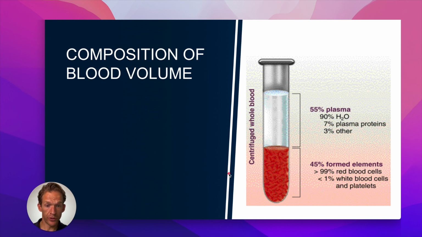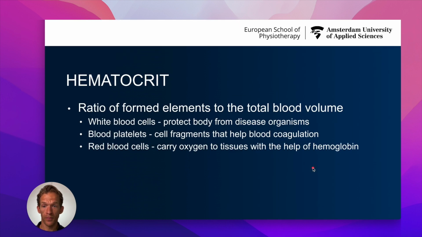So the blood is composed of roughly 45% formed elements and 55% water, and that determines the hematocrit value, which you would normally expect to be around 45%. This hematocrit value is something that is definitely monitored sometimes in professional athletes, because artificial enhancement of the hematocrit value is often not allowed.